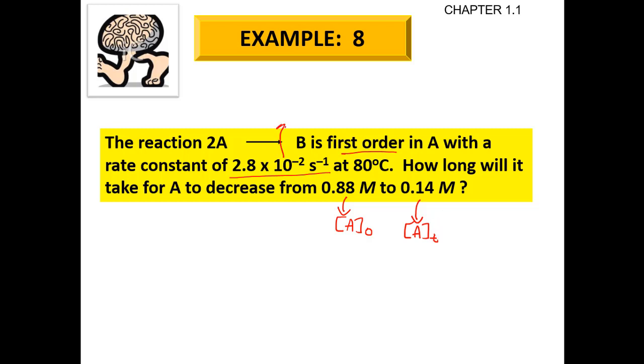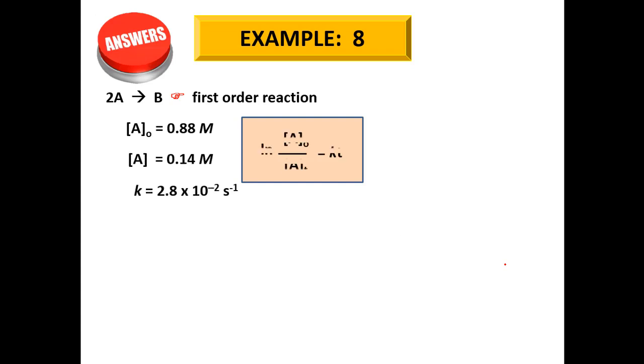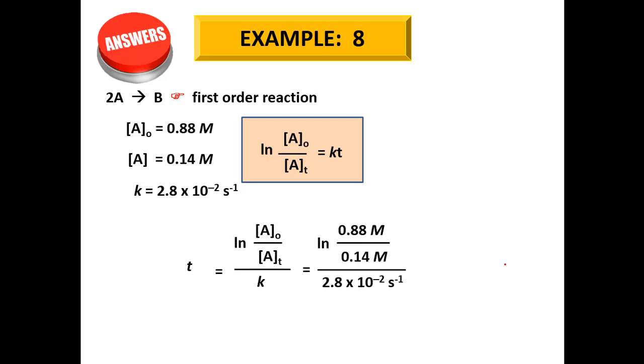Dan nilai K pun dah bagi. So kita pakai je equation yang sama tadi untuk first order dan kita cari time, because dia tanya how long. Yang kita kena cari sekarang adalah dia punya masa. So just use the same equation ni, ln A0 over At equals to KT. Rearrange dan just masukkan the value sahaja. So you should get the time as 66 seconds.